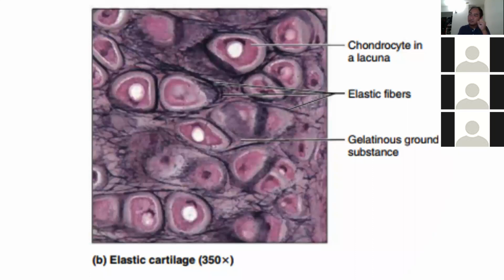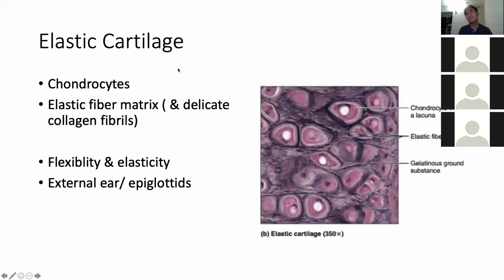Elastic cartilage, if you do not use proper stain, it will be very difficult to differentiate, but usually the cells are much bigger and much more closely packed together. In between the cells, we will have elastic fibers. Elastic cartilage is for flexibility and elasticity: ear, epiglottis. Easy now.